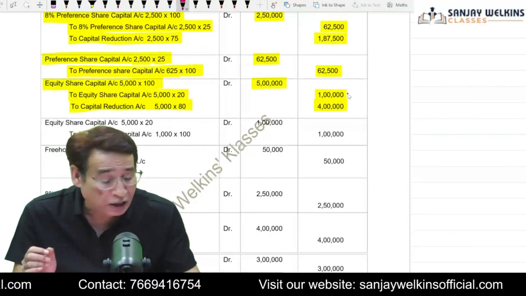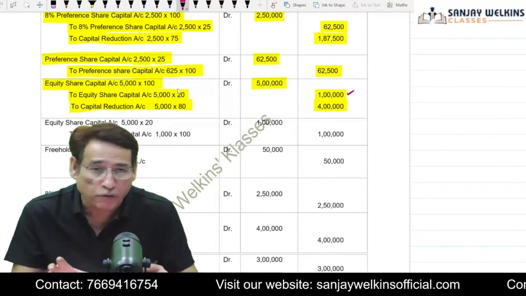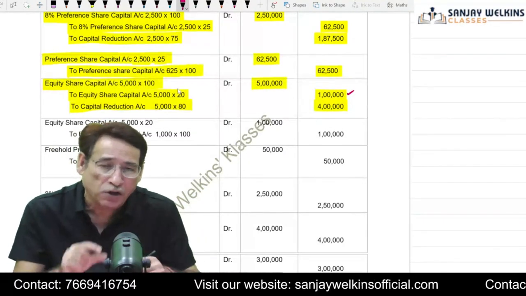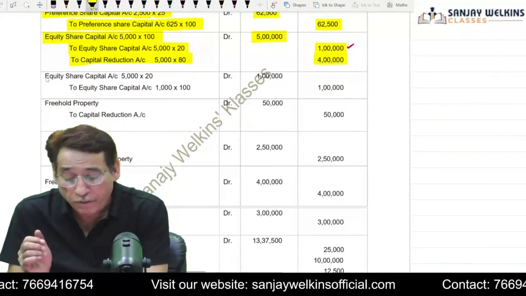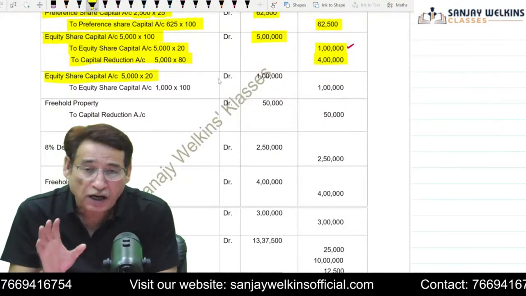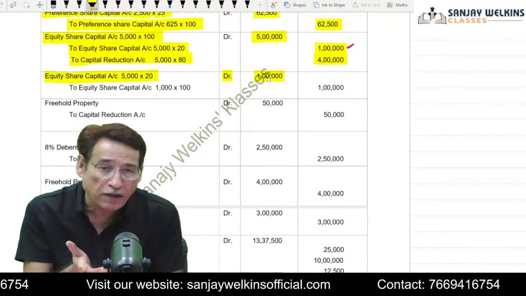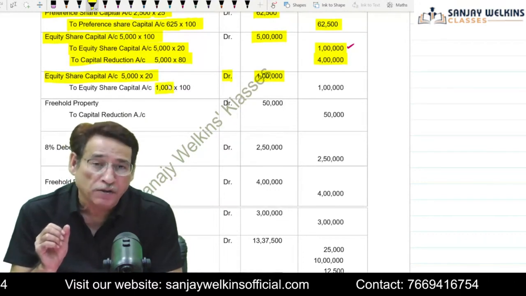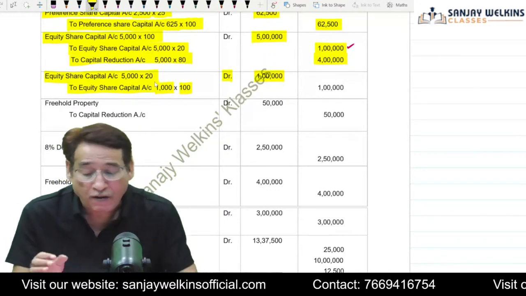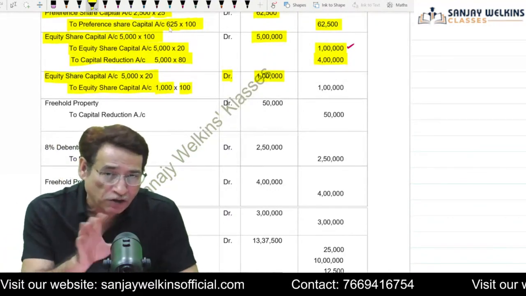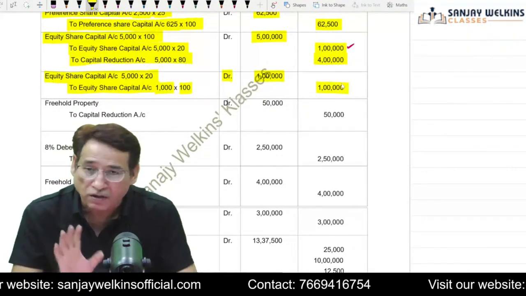Important point is that at present your equity share capital after this decision is 5,000 shares of 20. Now you have decided to convert shares of 20 into 100. Are you getting my point? So now your entry will be 5,000 equity share capital, 5,000 into 20, 1 lakh. Now 1 lakh divided by 100, you will have 1,000 equity shares. So that means after all these decisions, we have 625 preference shares of 100 each, and now we have got 1,000 equity shares of 100 each. Is it clear to you or not?